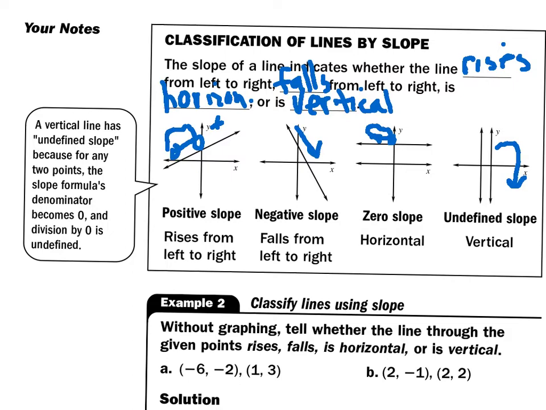Another way to think about undefined, it would be dividing by 0 at the bottom. So some number divided by 0. And you know you can never divide by 0 because it just never works. Whatever number we put up here, it's still 3 at the bottom, so I would never get anywhere. So if you divide by 0, it's undefined slope.